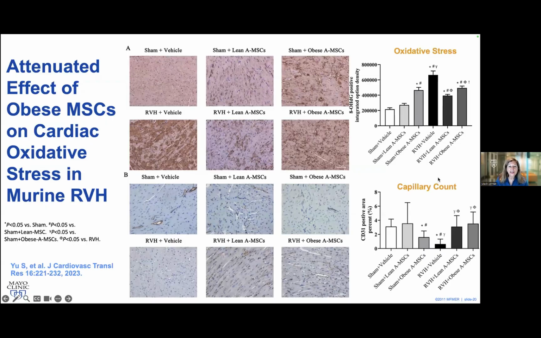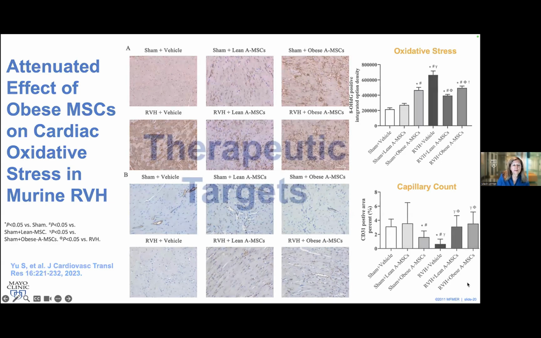On the other hand, you can see on the bottom panel staining for capillaries and capillary count by CD31 staining, and we can see that there was a significant loss of capillaries, or capillary rarefaction, in the hypertensive heart that was rescued by lean MSCs as well as by obese MSCs, suggesting that they didn't lose all the reparative function.